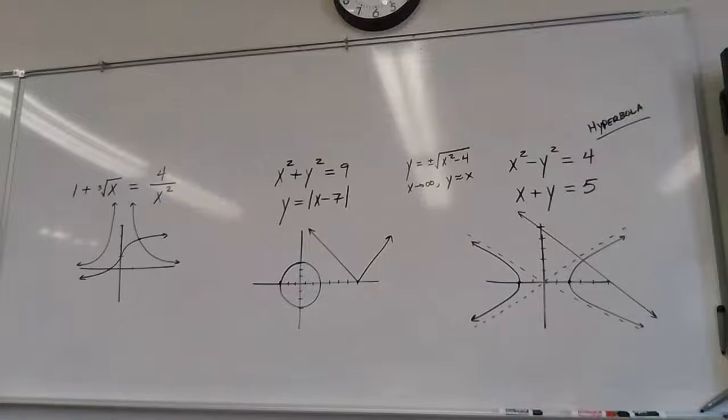So if I'd been a better drawer, this is where I'd ask Desmos to assist me. Desmos, I beseech thee. If I graph x squared minus y squared equals 4, it's coming up here. And then I graph x plus y equals 5. And then I ask, do these ever cross?